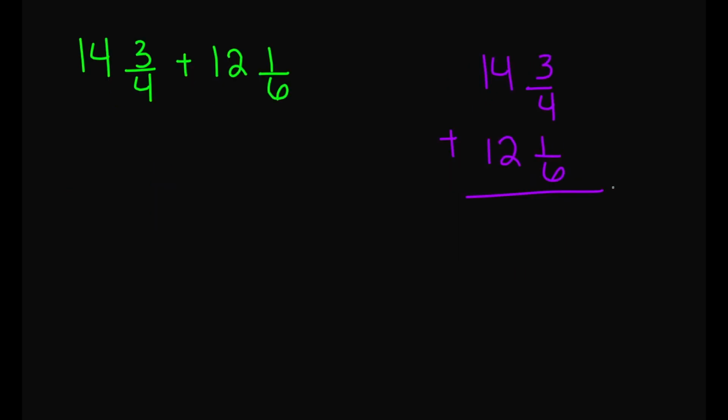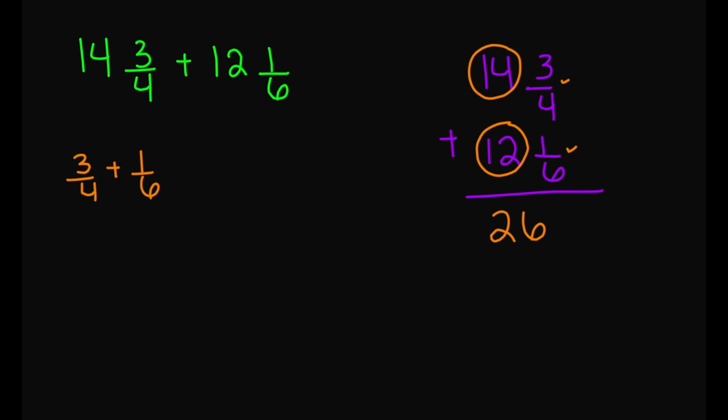Let's look at this example here. First, I'm going to add my 14 plus my 12, and this is going to equal 26. And now we're going to add my 3 over 4 plus the 1 over 6. So we did this, the 14 plus the 12, that's 26. And now we're going to add the fractions, the 3 over 4 plus the 1 over 6. So 3 over 4 plus 1 over 6.